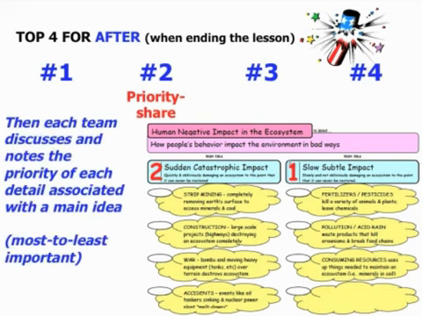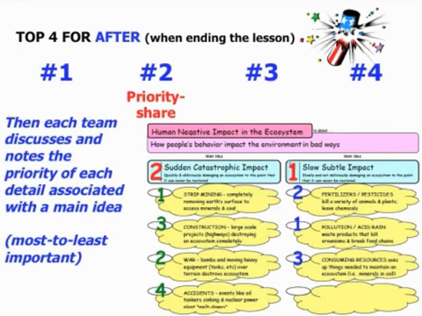Then what we're going to have them do is basically do the same thing with the various details associated with each main idea. For an example, under number 1, there's slow, subtle impact. Then they pick pollution as number 1, fertilizers and pesticides number 2, and then consuming resources number 3. And then do the same thing for each of the other main ideas. Later on, I will ask students to share which detail they picked as number 1.